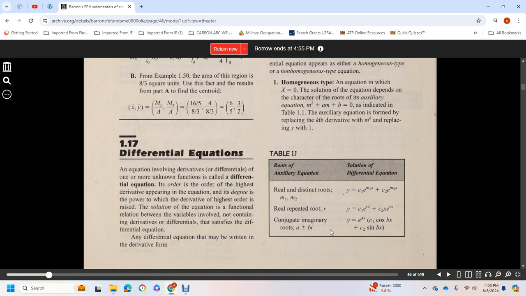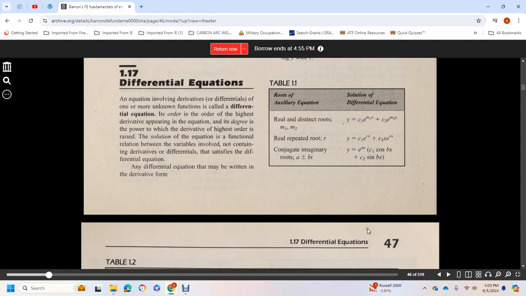Alright, table 1 shows the roots of the auxiliary equation. For real and distinct roots m1 and m2, y is equal to c1 e to the m1 x plus c2 e to the m2 x. For real repeated roots r, y is equal to c1 e to the rx plus c2 x e to the rx. And then for conjugate imaginary roots a plus or minus bi, y is equal to e to the ax times c1 cosine bx plus c2 sin bx.